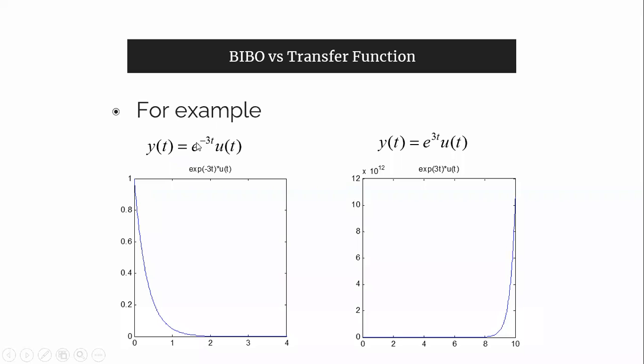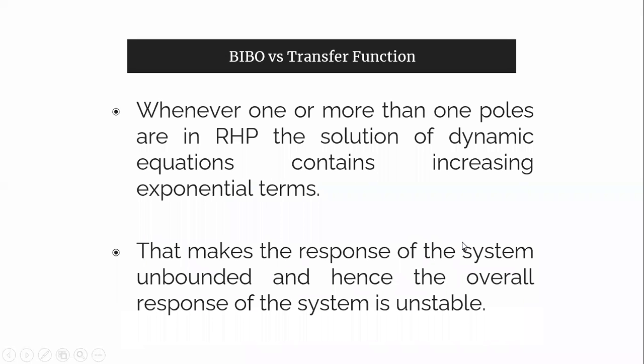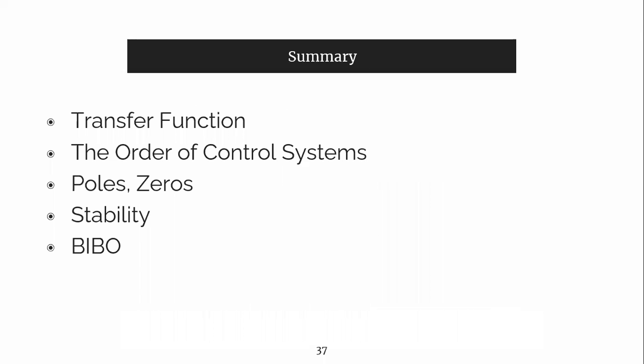So if you get a minus sign, see how the graph is decreasing; if plus is there, the graph is increasing. Likewise, that is a bounded input and bounded output transfer function. Whenever one or more poles are in the right half plane, the solution of the dynamic equation contains an increasing exponential. That is the theoretical information here.